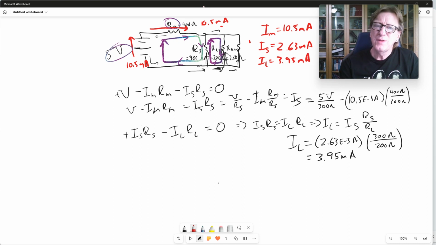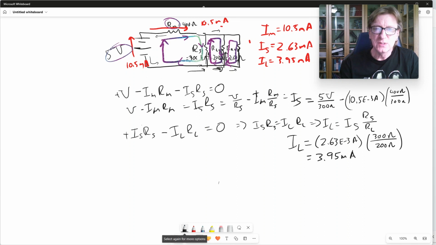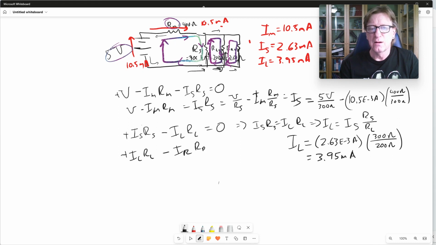Okay, but what if they weren't the same? Well, I can still do the same thing. I can take the easiest loop then would be to just use this loop, right? So let's work it out, even though it's not going to change anything. We know what we're going to get, but it's good practice for us. So going around the loop then, now I have positive ILRL minus IRRR equals 0, which tells me that ILRL equals IRRR.